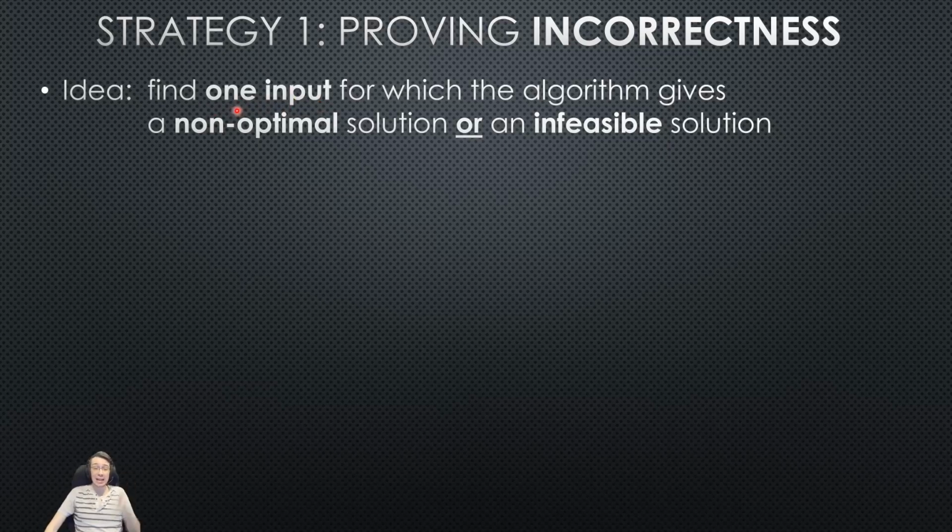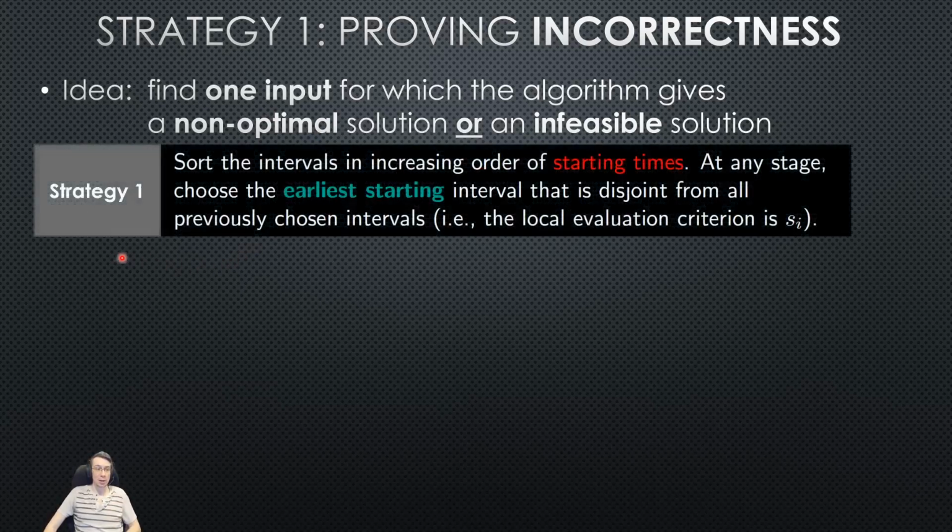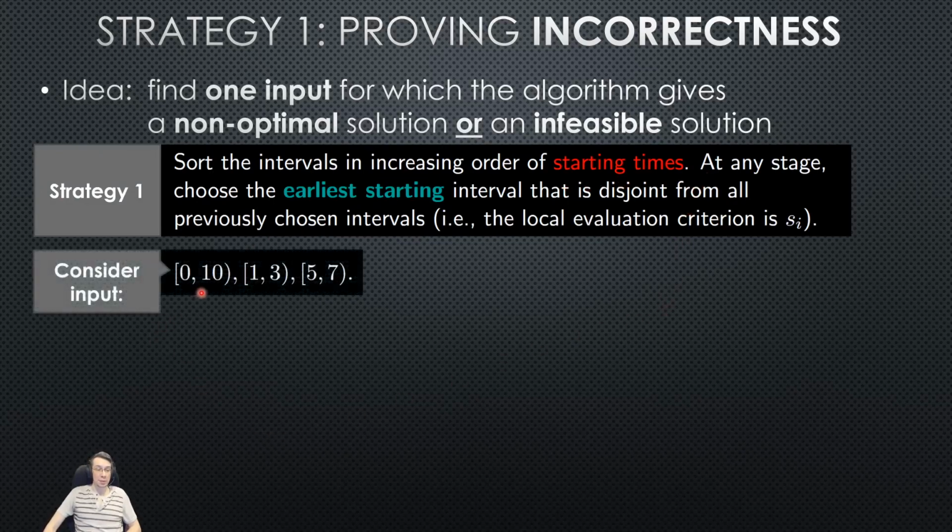It can be any kind of input we like. So we have considerable leeway to design an input that looks exactly like we want it to, to try to expose a bug in the program. Because finding any input, no matter how special it is, that causes the algorithm to misbehave will demonstrate that the algorithm is wrong. So for strategy one, where we're sorting and picking in order of increasing starting times, here's an input. Can we make it bad to pick the first starting interval?